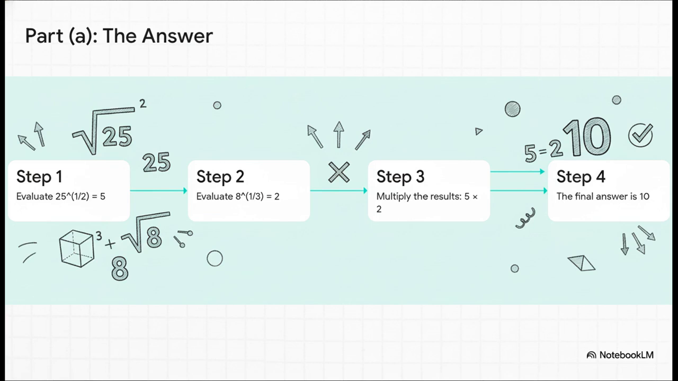So now we just have to bring our 2 answers together. The original question asked us to multiply them. So we take our first answer, which was 5, and our second answer, which was 2, and we multiply them. 5 times 2 gives us the final answer for part A, which is 10.